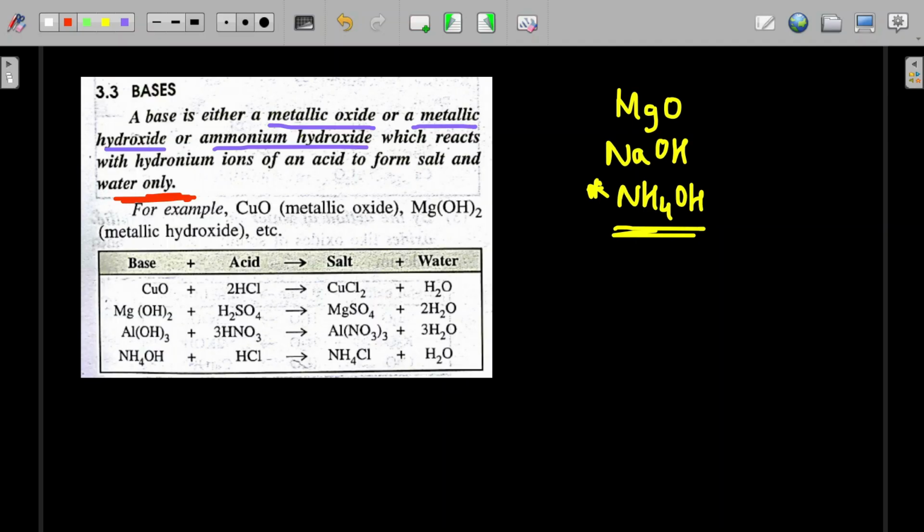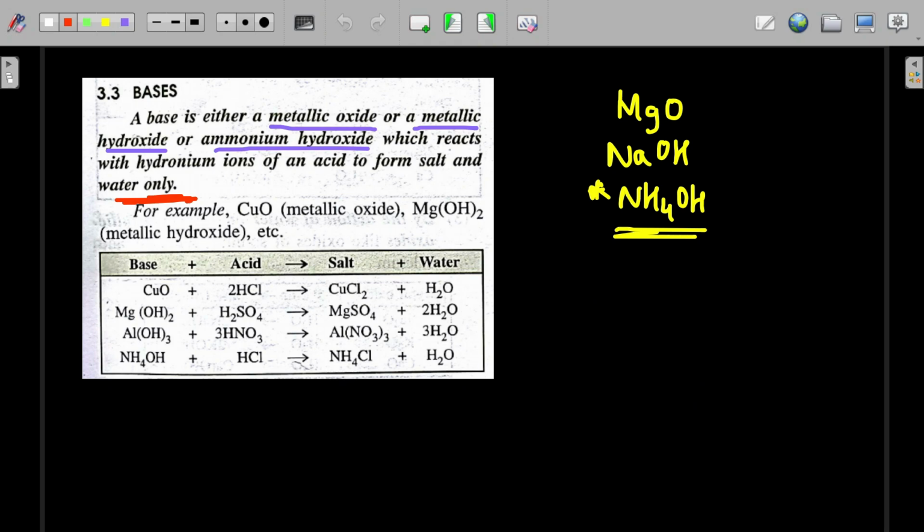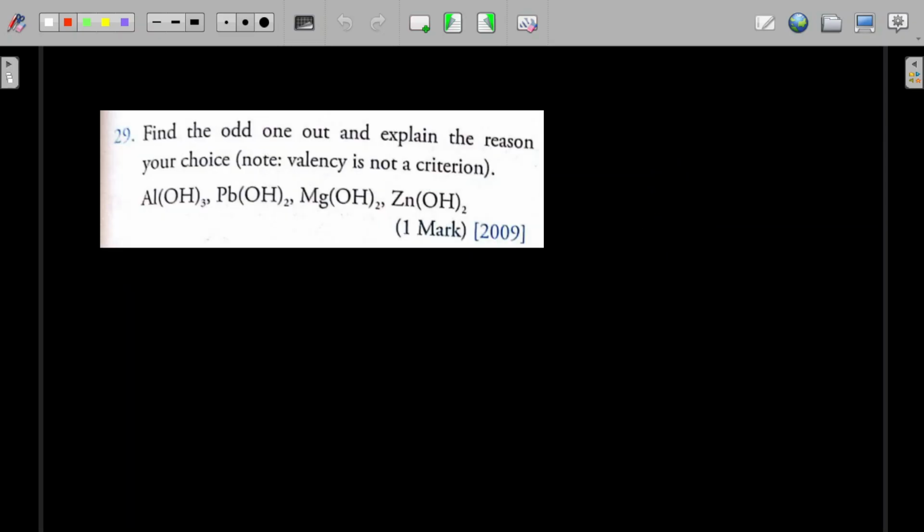If it is forming something else along with salt and water, then it is not a base. For example, we have seen previously calcium bicarbonate forms salt, water as well as CO2. Therefore, calcium bicarbonate is not a base. Only if it forms salt and water with acid, then it is a base. For example, copper oxide, magnesium hydroxide, etc. Neutralization reactions you already know. A lot of times we have done this, right?